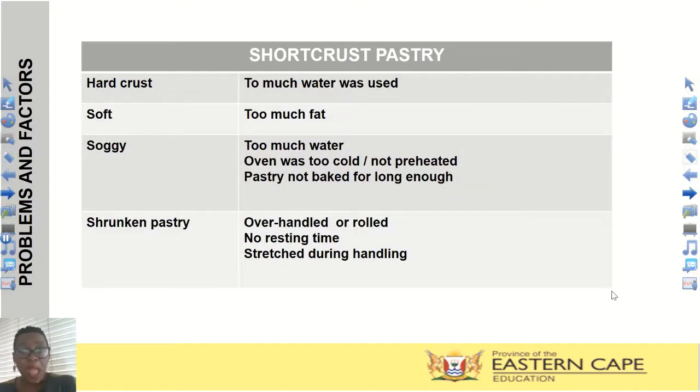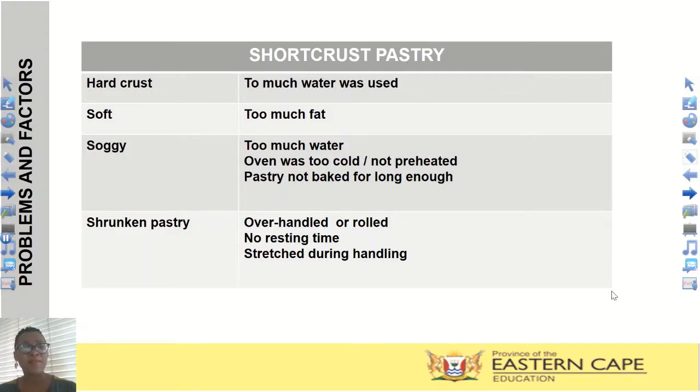Certain problems can occur when you're making these types of pastries, and we'll discuss the reasons why now. You can sometimes have a very hard crust. That is because you've used too much water. Remember, we said that the correct measurement of ingredients is very important. The pastry might be too soft. That means you've used too much butter, or the butter has melted. Maybe your oven temperature was too low and the fat has melted in between. The pastry was soggy: you've used too much water, your oven was maybe too cold, you maybe did not preheat the oven, or else you have not baked the pastry long enough.